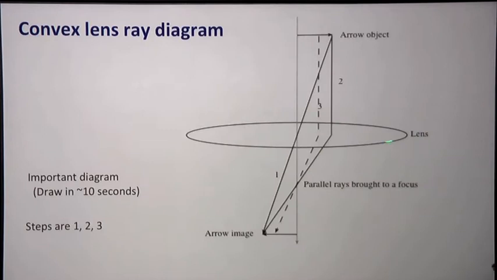So a normal convex lens looks something like this. It has a focal point, just like if you take a magnifying glass and you focus the sun on a leaf and you start burning a hole, that's the focal point.